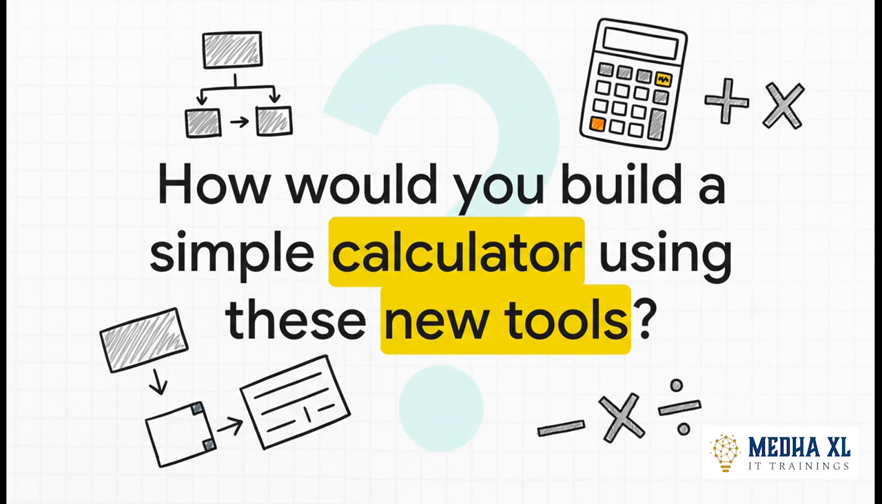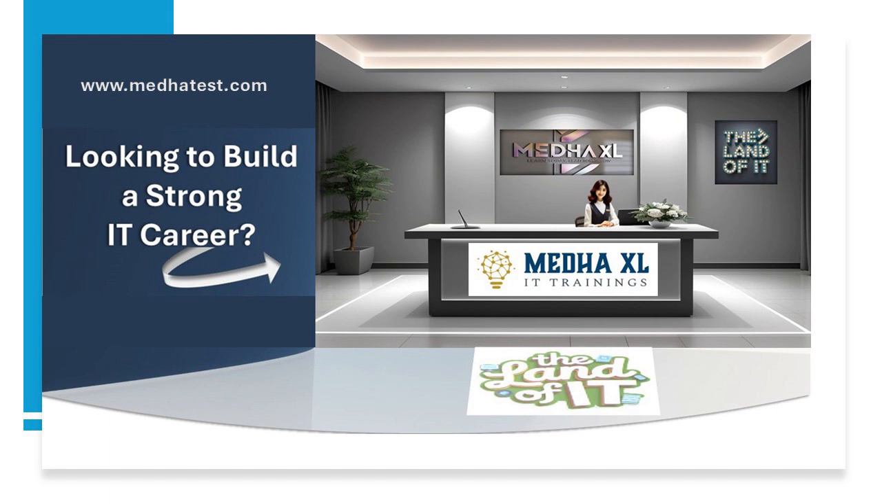So that brings us to the end. We've looked at the tools for making decisions and the tools for repeating actions. So I'll leave you with a challenge to chew on. Now that you know how to do this, how would you put it all together to build a simple calculator? Something that can add, subtract, multiply, and divide. Think about it.